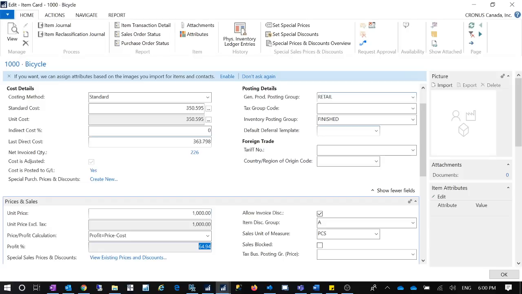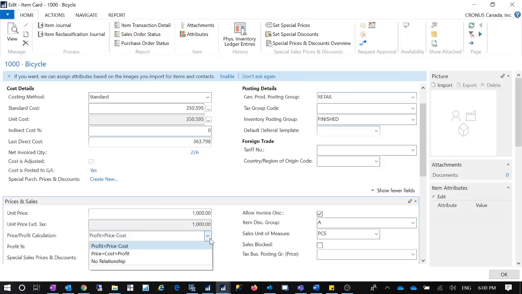In their version, this field is editable. So if this field shows 64.94 and you change it to 50%, it will change back to 64.94 if you select this option. Even though it's editable, it will not take effect in their version. In this version it becomes non-editable because it's Business Central.